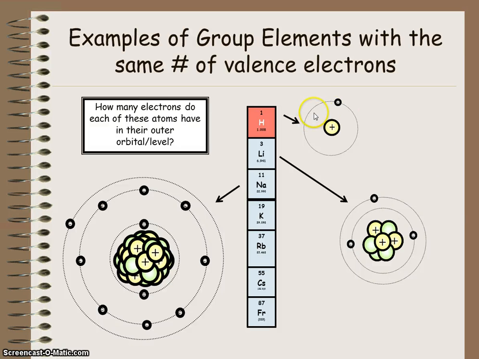You can see that hydrogen has 1 electron in its outer shell. Here is lithium. It has 2 in its inner shell, because it can only have 2 in its inner shell. And then only 1 electron in its outer or valence shell. Here we have sodium. 2 in its inner shell, a full second shell of 8, and then only the 1 in its outer shell.